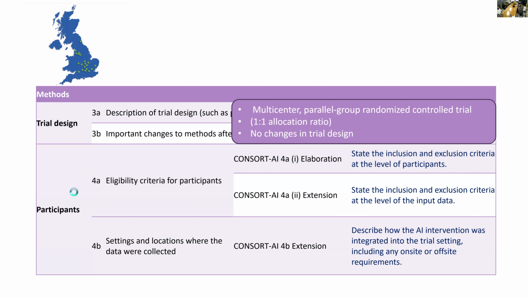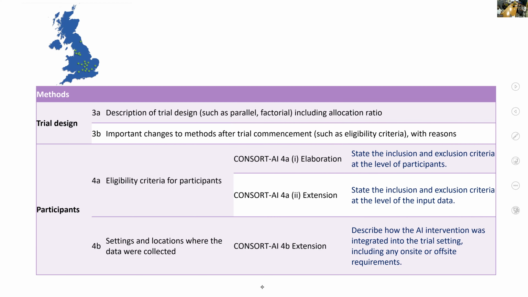The special questions for AI come when we get to participants. One is the inclusion and exclusion criteria at the level of participant, and the next is inclusion and exclusion criteria at the level of input data. The other thing is about the setting and how the AI was included at the site, and how did it physically work? What were the logistics of that? So I will go into that.